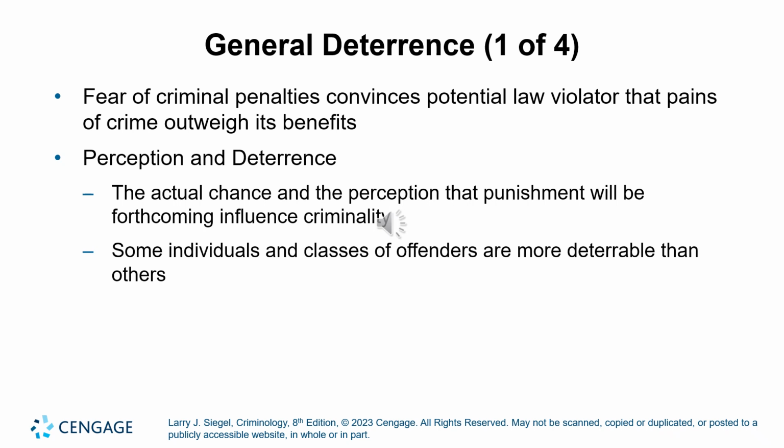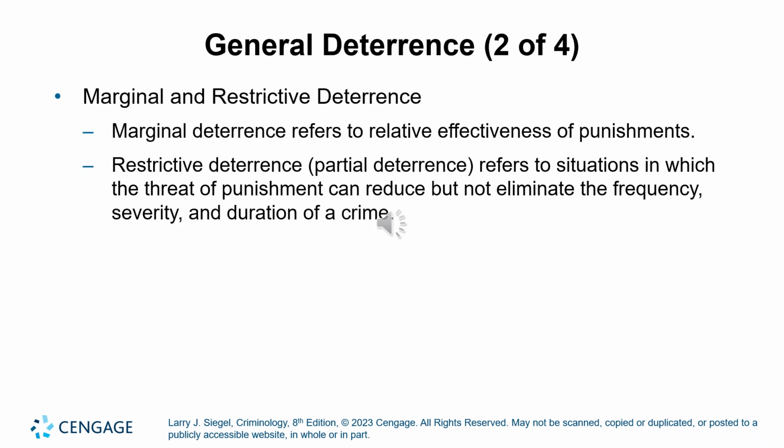We also know that not everybody responds to deterrence in the same way. Some individuals and some types of offenders are more deterrable than others. Factors like age, impulsivity, social environment, and prior experience with the justice system can affect how strongly someone reacts to the threat of punishment. So general deterrence relies on both the real and perceived certainty, severity, and swiftness of the punishment to reduce crime. Two important concepts within general deterrence are marginal deterrence and restrictive deterrence.